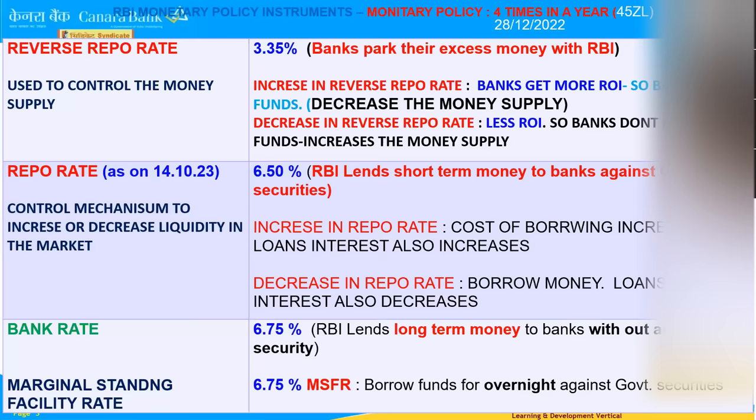So what will banks do? Banks will park their funds with RBI. When your bank parks the money with RBI, the bank will not have funds to lend. So the money supply will come down. This is how RBI regulates.